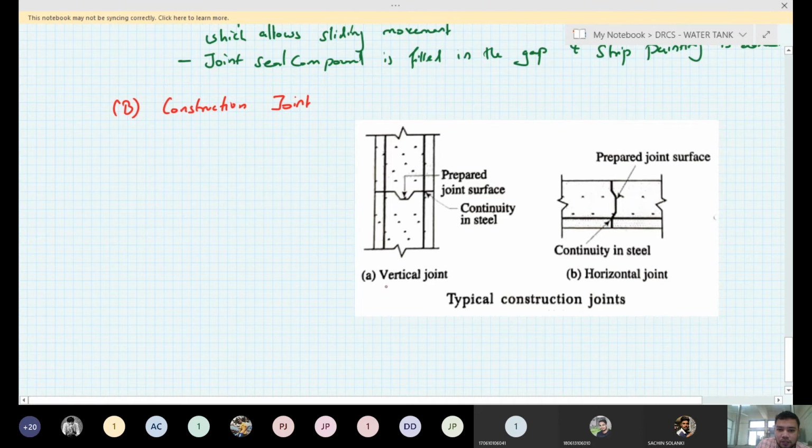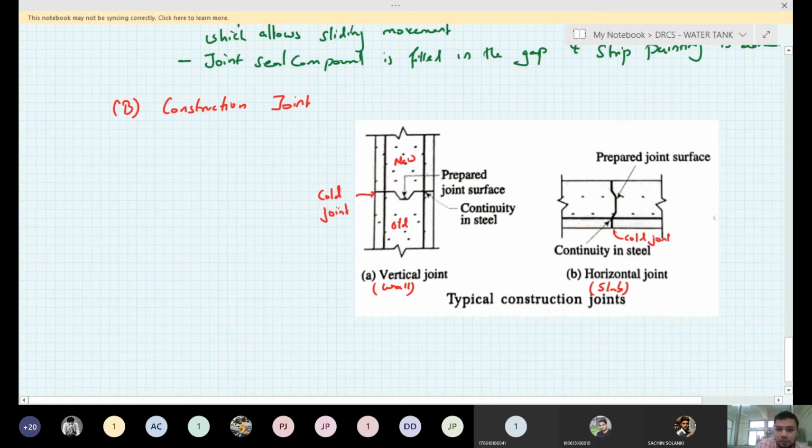Okay, this is usually a construction joint in wall elements, and this is in slab elements, bottom slab or top slab. So this is the old, and this is the new. Old concrete means suppose by evening you have stopped the concreting, then next morning when you are doing the concrete, there is a cold joint here. So this is also called cold joint.